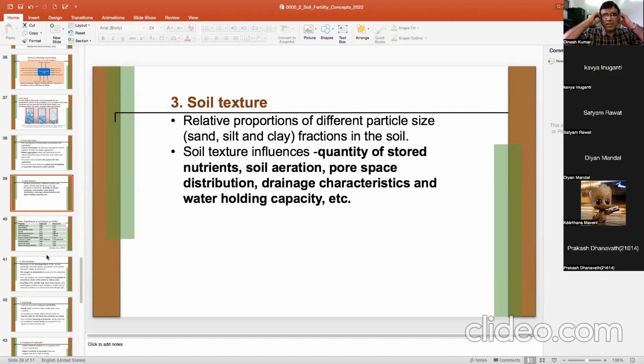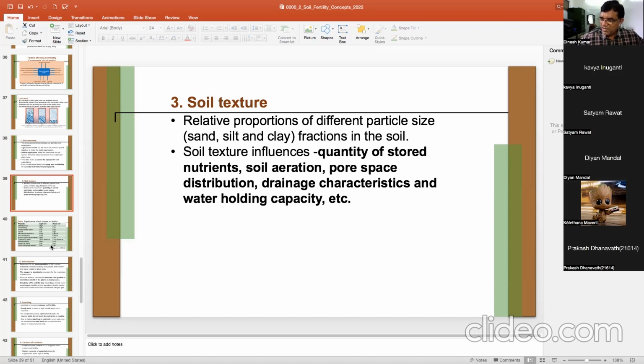You have a number of soil textures: sandy loam, sandy soils, clay loam, silty loam, sandy clay loam. So many varieties of textures are there. So what kind of texture? One is coarse texture and one is fine texture soil. So which kind of texture will be good for soil fertility?